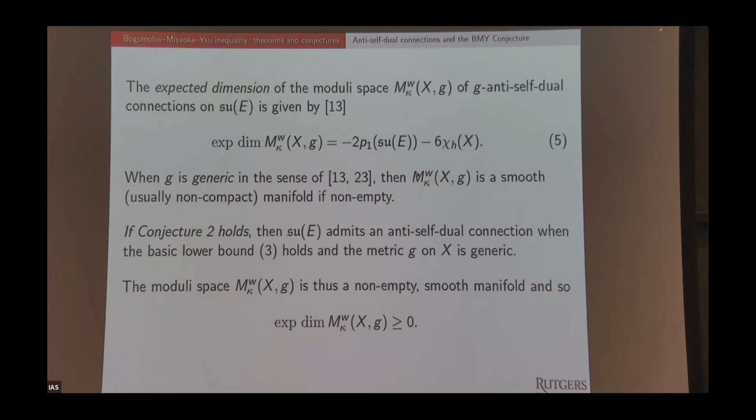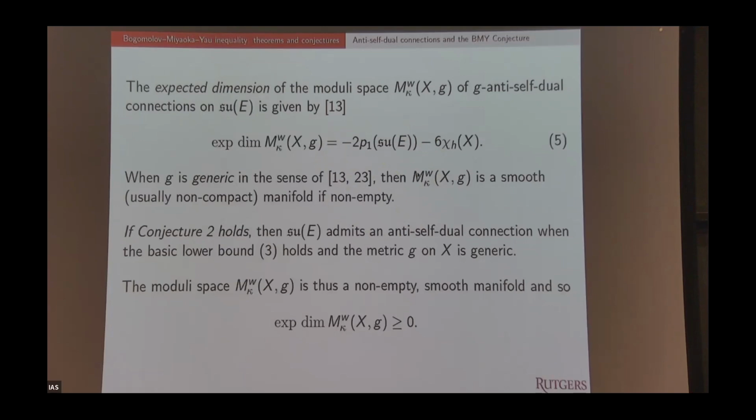What they mean by expected dimension is that if this set is transversely cut out as a smooth manifold, then that's the dimension of the manifold. The actual true dimension, there you go.